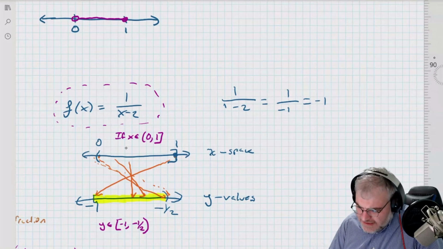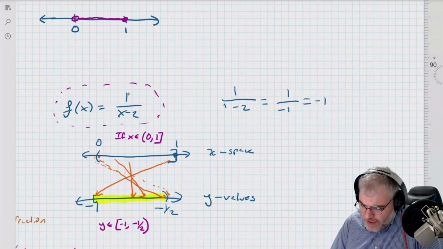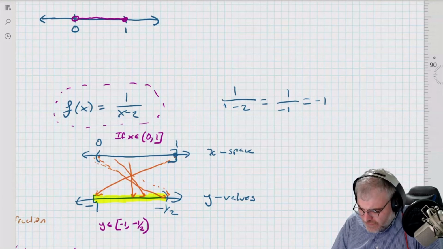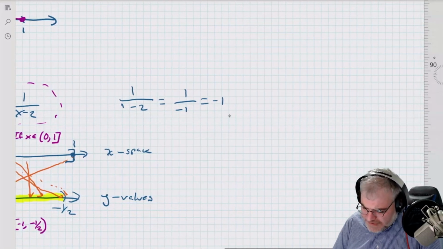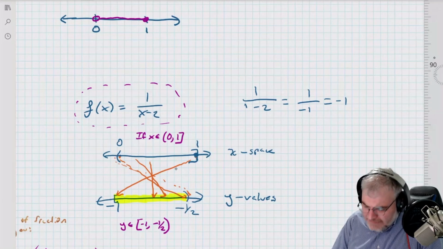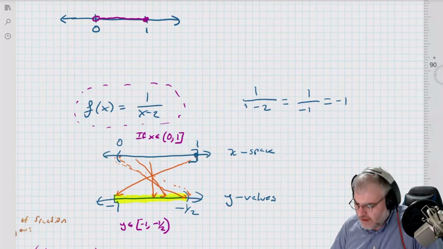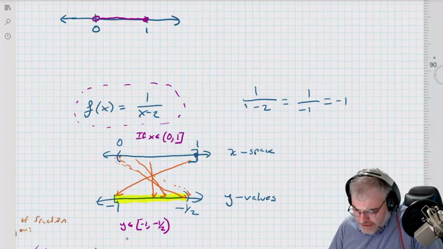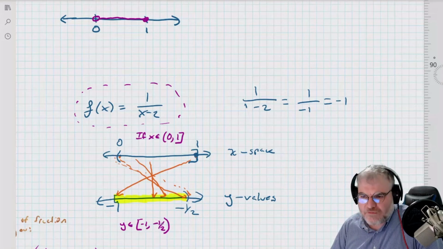Now, I plug in 0. If I plug in 0 here, I get 1 over 0 minus 2. That's -1/2. So that's over here. So 0 is going to map to -1/2. And 1 is going to map to -1. And everything in the middle is going to map to something between those two values. So my image, or my range for this input, is this set of outputs, all of the outputs from -1 to -1 over 2. Okay?